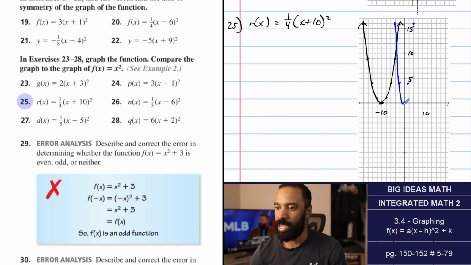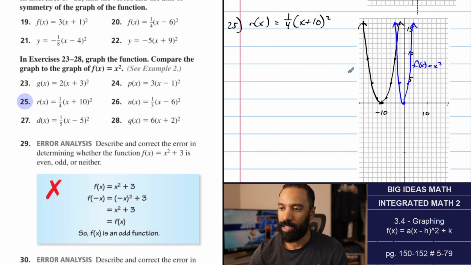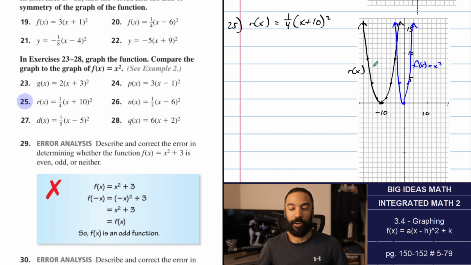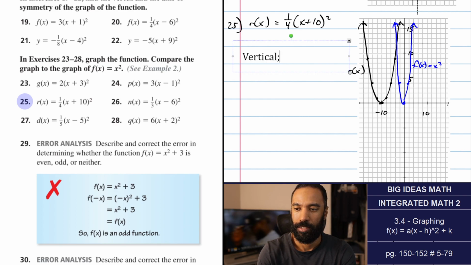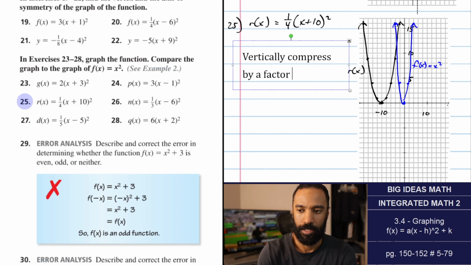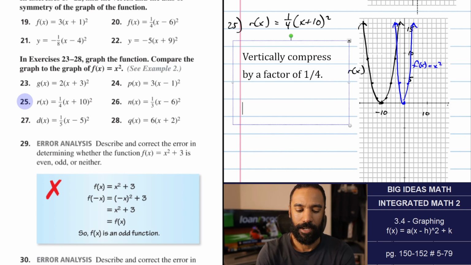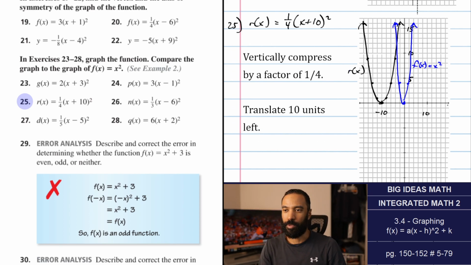So compare f of x equals x squared to r of x equals this guy. So f of x equals x squared, and this is r of x right here. You can tell it's a vertical compression, or they say it's wider, but the 1/4 is a vertical compression. So vertically compress by 1/4, and then translate 10 units leftward.